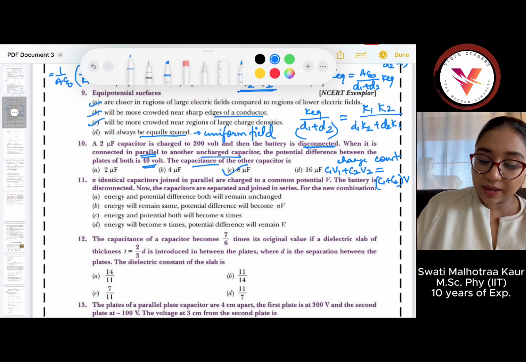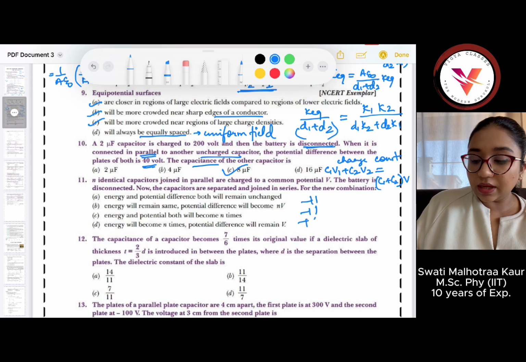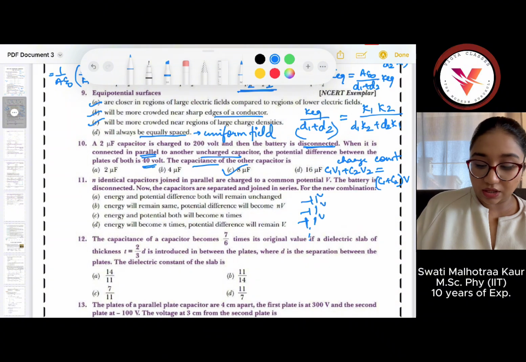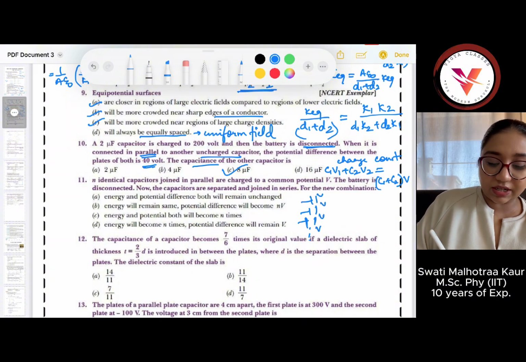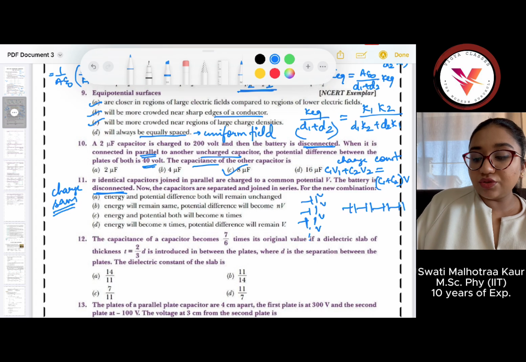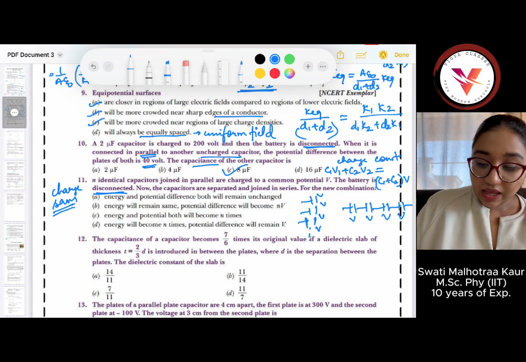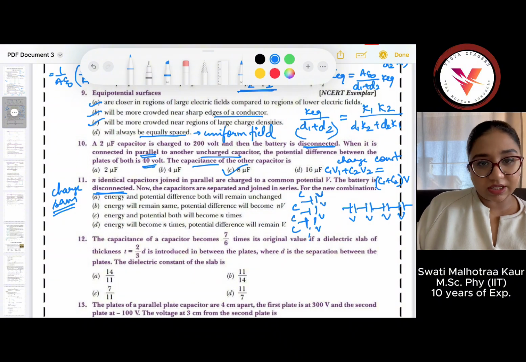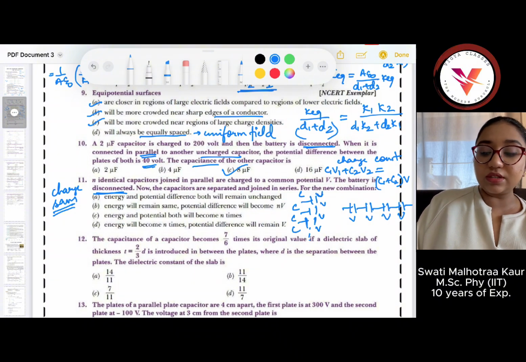Now n identical capacitors are joined in parallel. You have n identical capacitors and everybody has a potential of V. Now the battery is disconnected. If it is disconnected, the charge is the same. And they are now joined in series. Each has capacitance C because they are n identical. Each has a voltage of V. So each has charge Q.